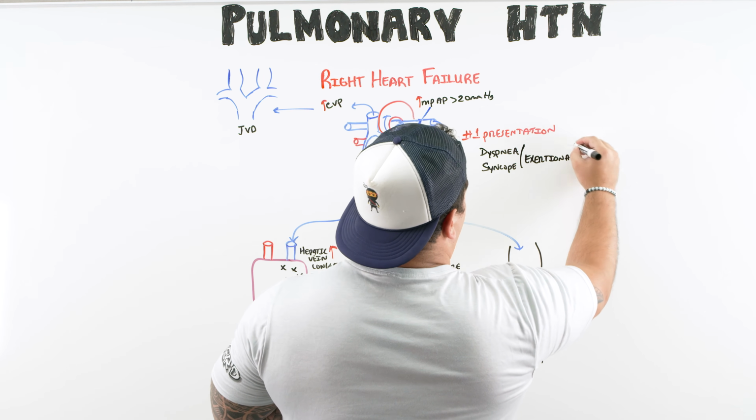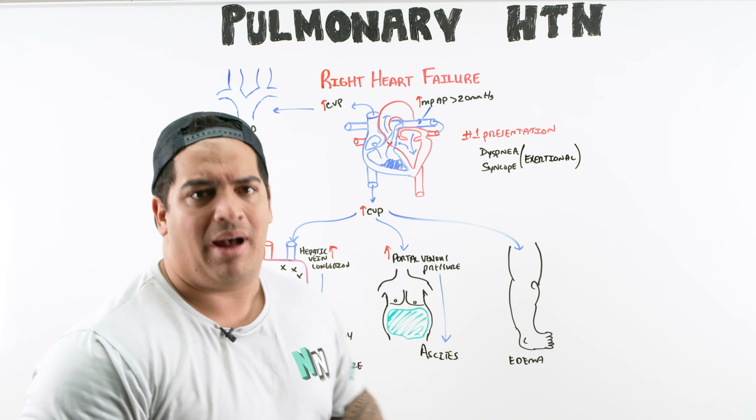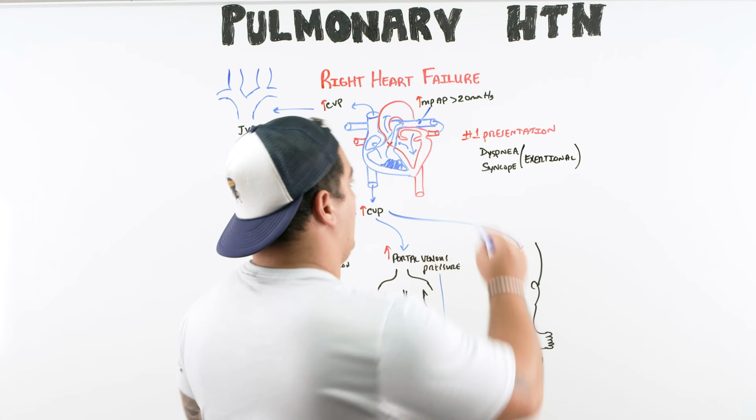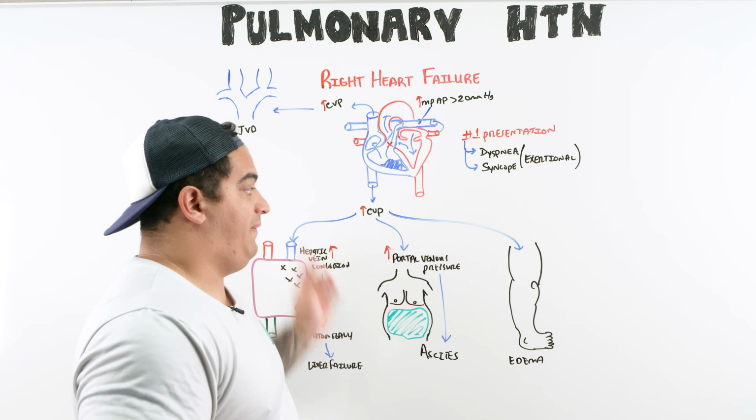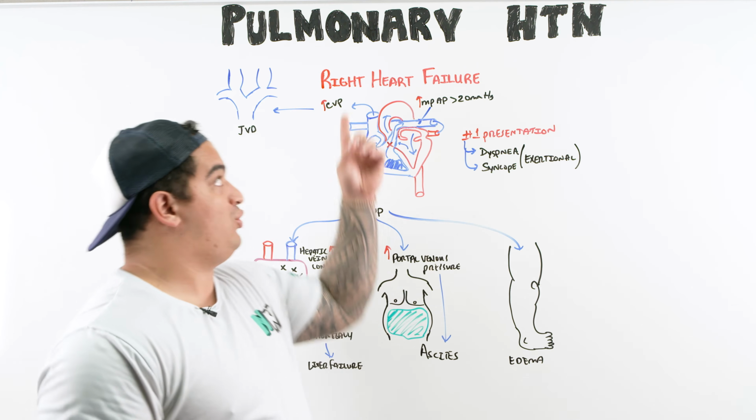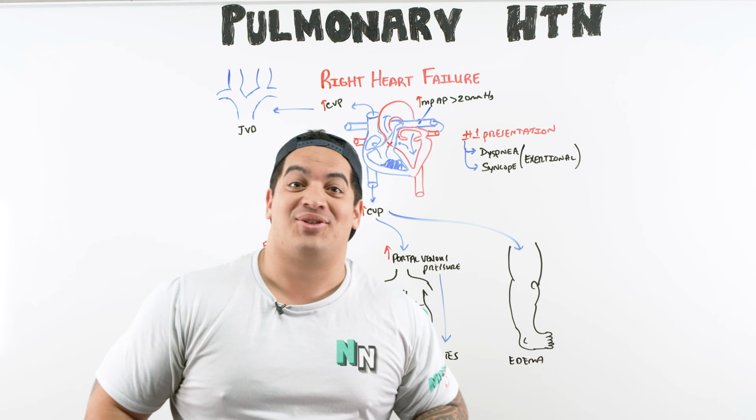But I would say the dyspnea is going to be about 80% of your patient population who will develop this type of symptom. All right, so this is going to be some of the number one presentations in combination with features of right heart failure that you want to remember for patients who have pulmonary hypertension. All right, now let's talk about how to diagnose it.